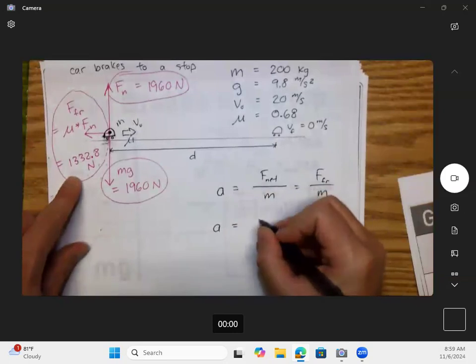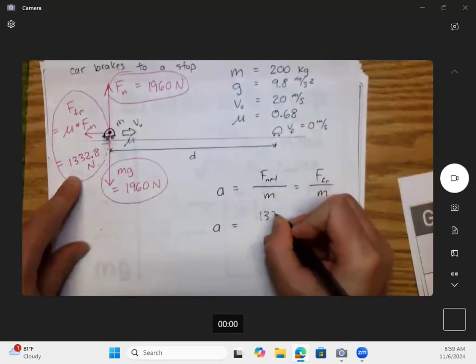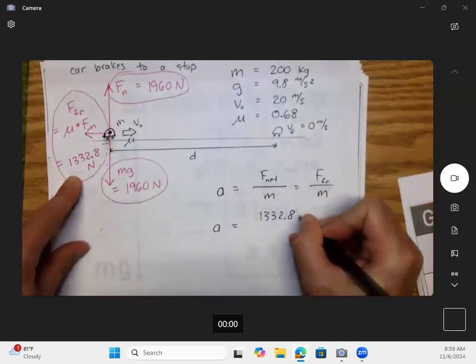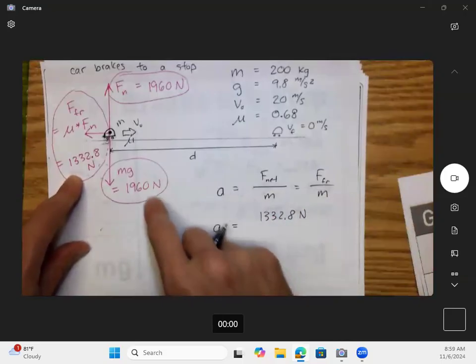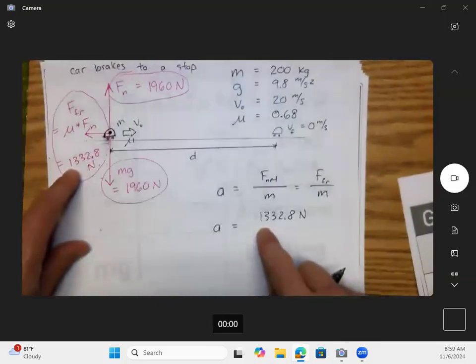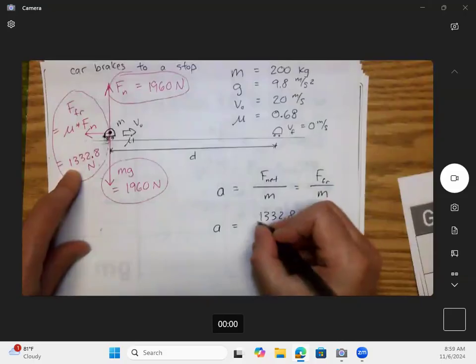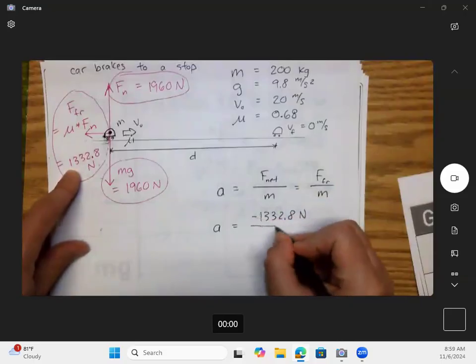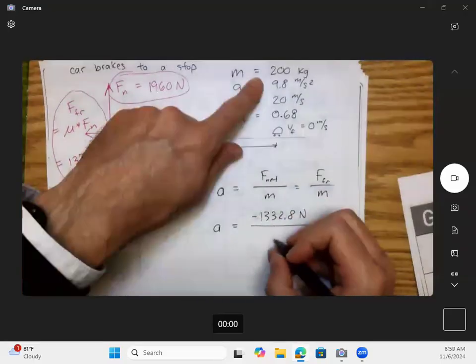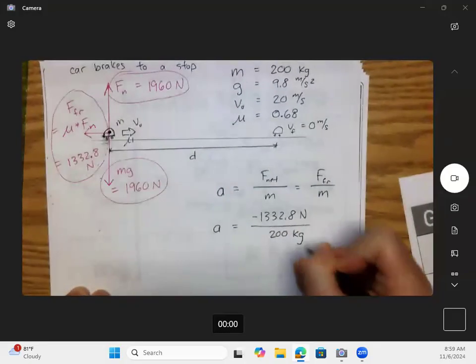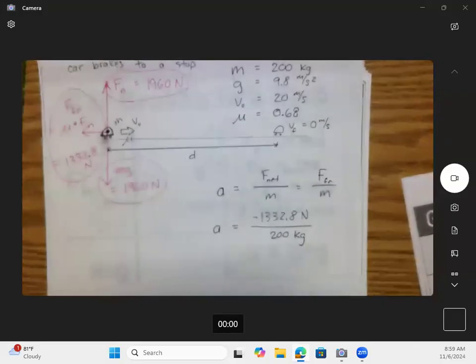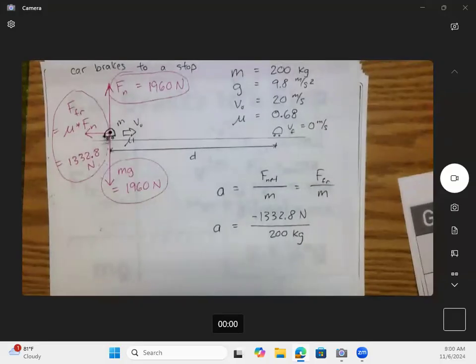I got the net force, the friction force, is 1332.8 newtons. Now that's a vector value. So if forward is positive, then really I should tag a negative to that. So I'll call it negative. And that's acting on a mass of, ooh, a 200 kilogram little smart car. Now we can see what rate this car is going to slow down.